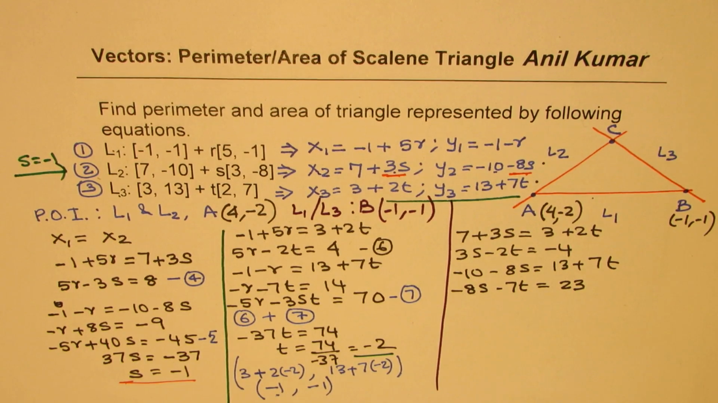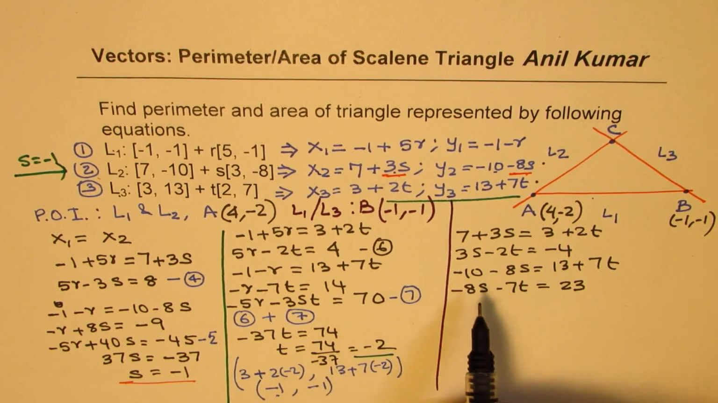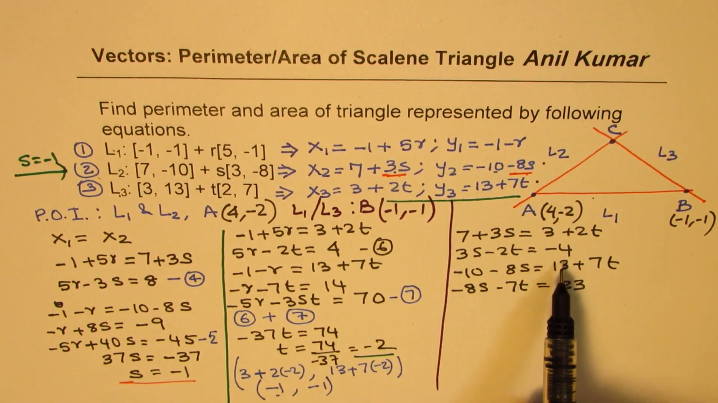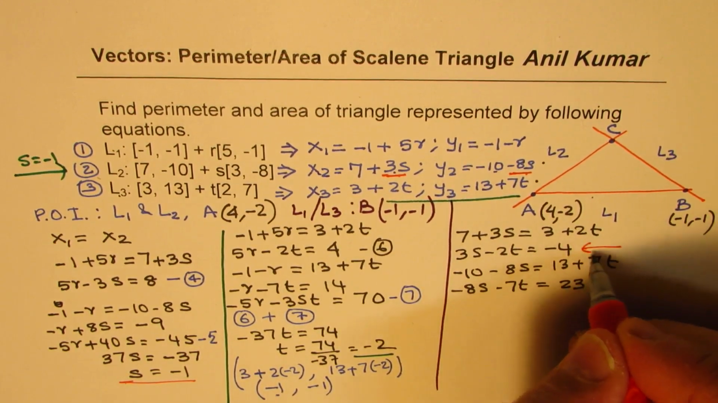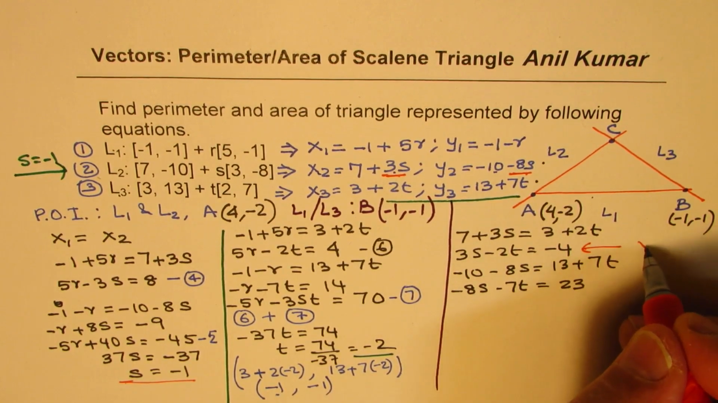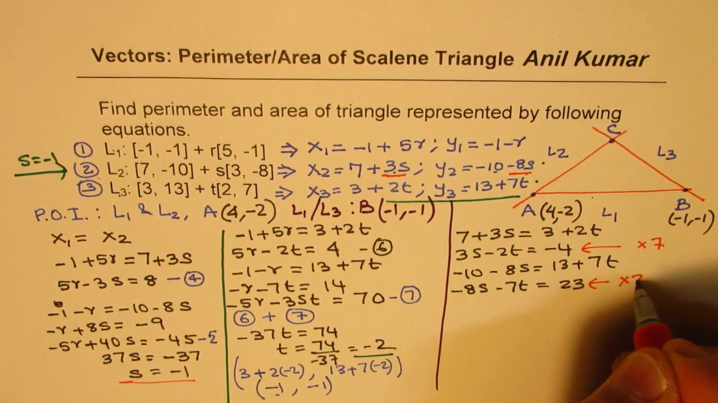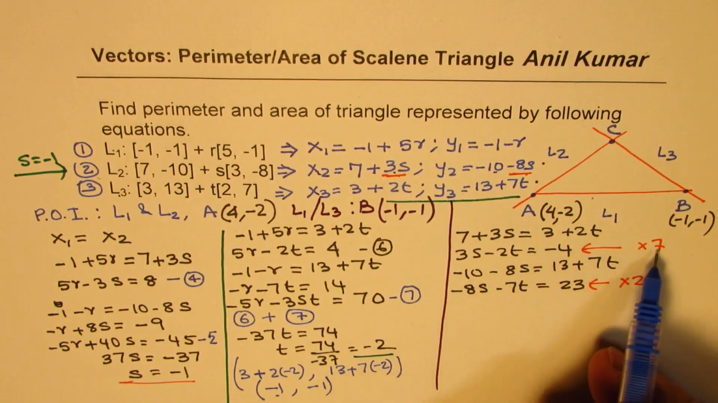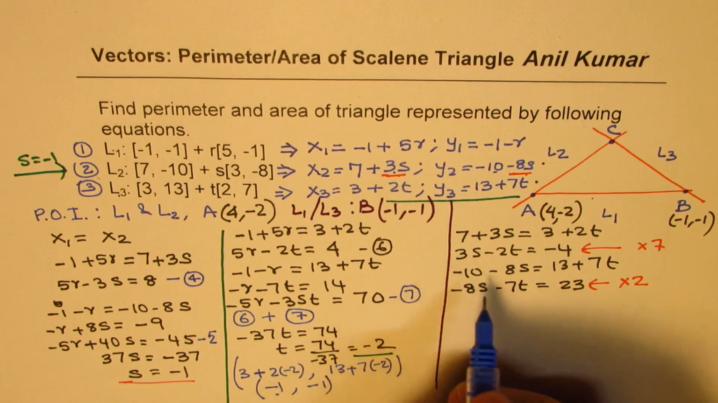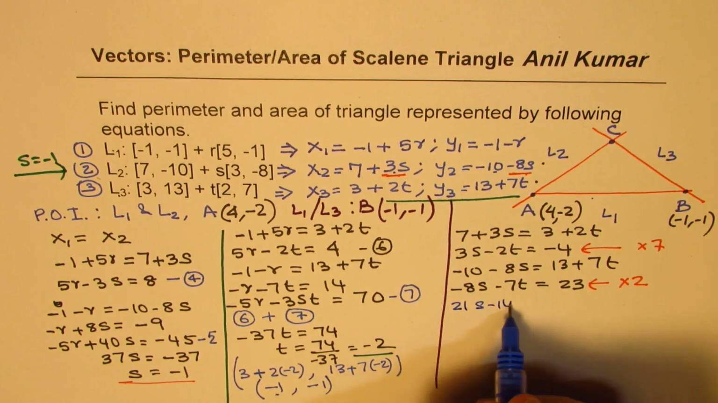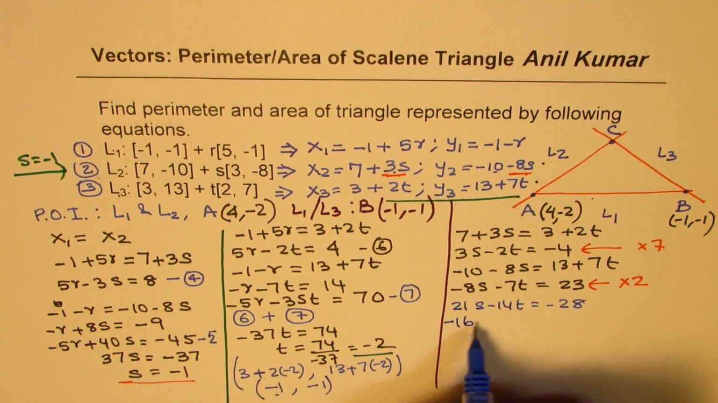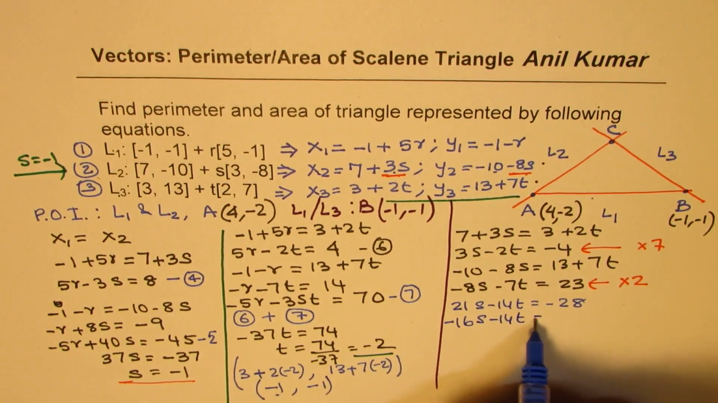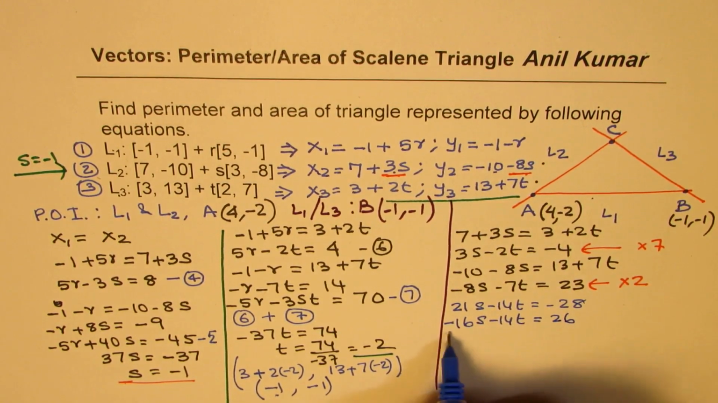Now, in this particular equation, we need to multiply the first one, let's say by 7, and the second one by 2. So we will times this by 7 and times this by 2. Is it okay? And rewrite our equation. When you multiply this by 7, we get 21s minus 14t equals minus 28, and this times 2 gives us minus 16s minus 14t equals 26.